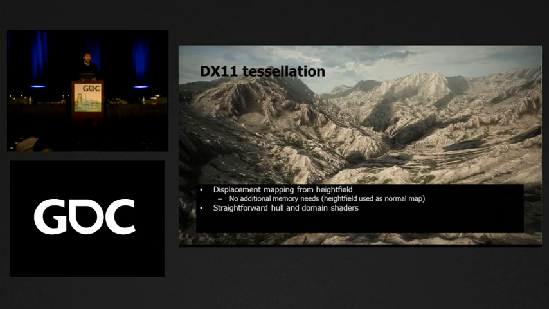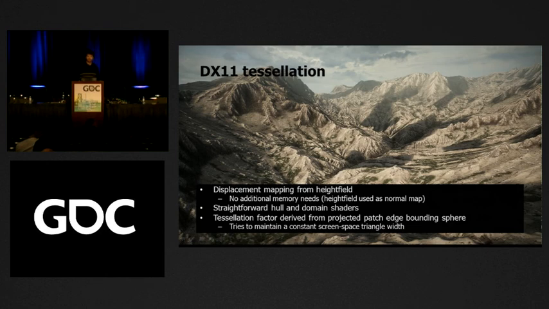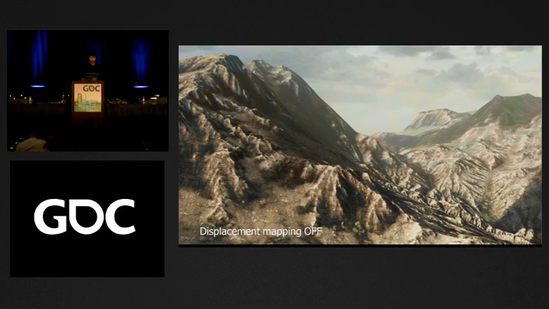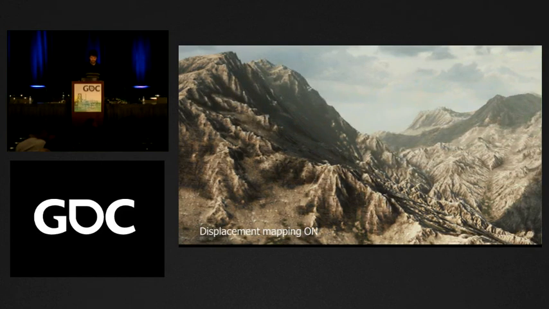The hull and domain shaders are schoolbook, straightforward examples. The tessellation factors are, for example, derived from screen space projection of the patch edges. So this is tessellation off, and this is on. It's not that big of a difference in a still shot like this. The big difference comes when you're moving. And the terrain with tessellation looks so much more stable.